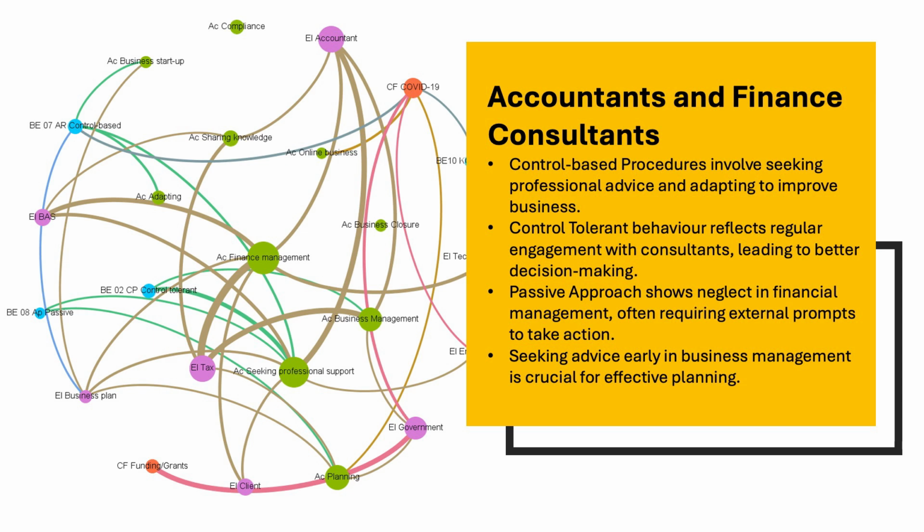The accountants and finance consultant groups exhibited three notable behaviors: control-based procedures, control tolerance, and passive approach. These behaviors reveal how small business owners and their financial consultants interact, particularly in relation to business management and financial planning. Business owners often seek professional support and adapt their business practices, leading to opportunities for improvement. In terms of control-tolerant behaviors, as business owners engage more frequently with professionals, they develop a habit of seeking support for decision-making. This enhances their business management practices, allowing them to ask the right questions before making important decisions.